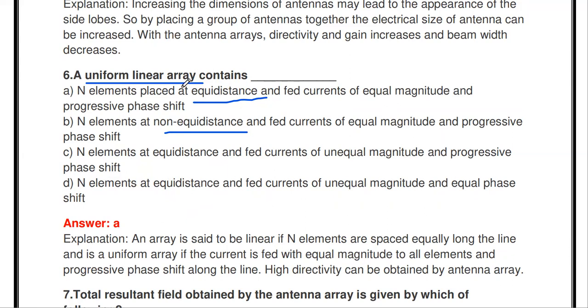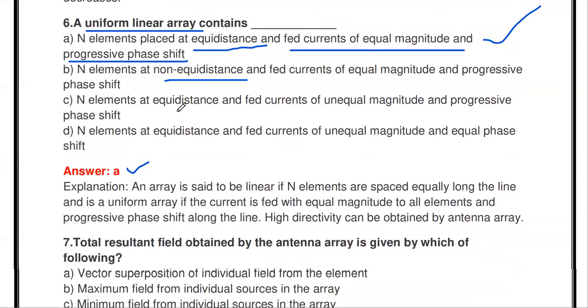So uniform linear array: uniform means N elements placed at equal distance, and all antennas fed with equal magnitude and progressive phase shift. So this is the uniform linear array, so A is the correct answer. Uniform linear array means N number of similar antennas placed at equal distance, and all antennas fed with equal magnitude and progressive phase shift. This is said to be the uniform linear array.